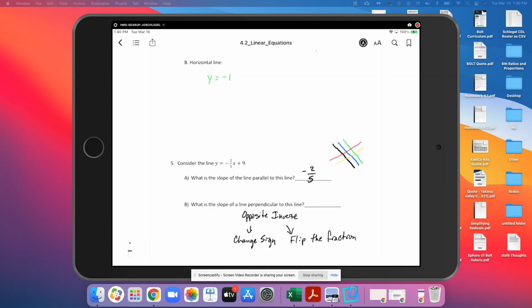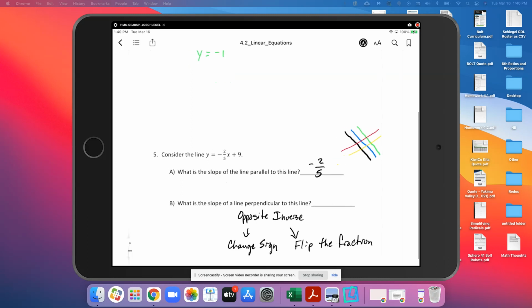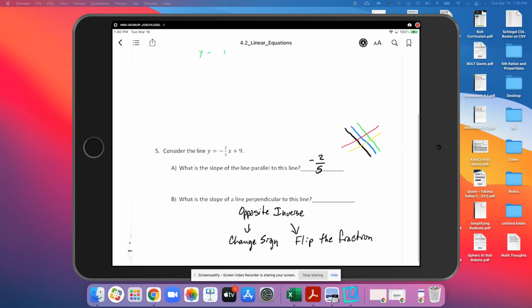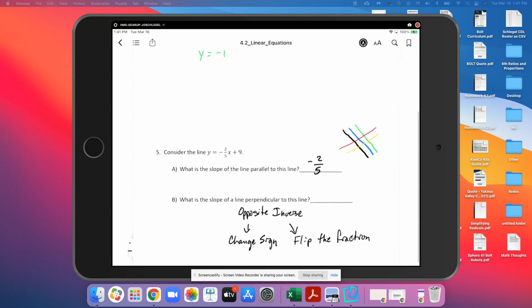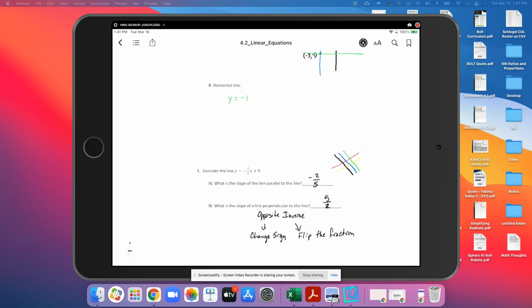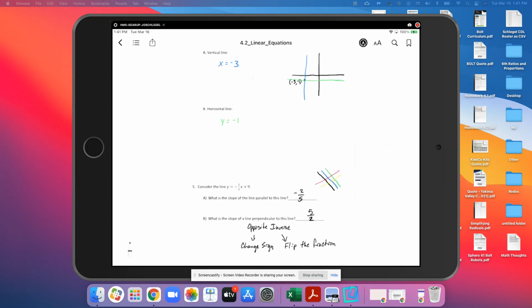So, folks, the opposite inverse of -2/5: opposite, we're going to change the sign, so it was negative, the perpendicular line is going to have a positive slope, and you can see that with my red and yellow lines over there. And the inverse tells me to flip the fraction, so I'm not going to have negative anymore, I'm going to have positive, and I'm going to flip it over. The slope of the perpendicular line would be +5/2. Okay, that's it for number 4 and 5. I'll pause here for a moment and move on to number 6.